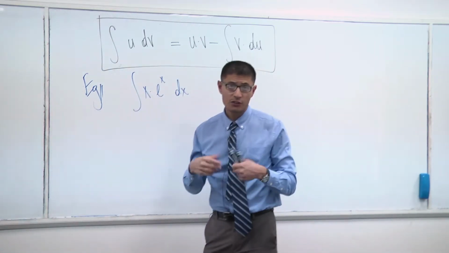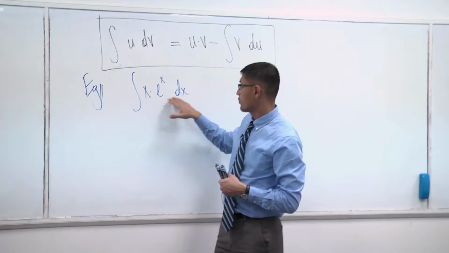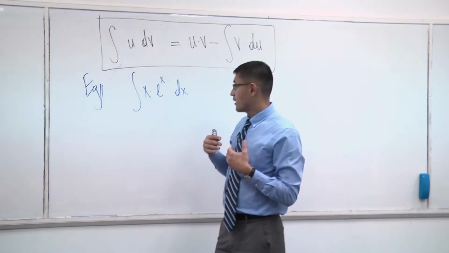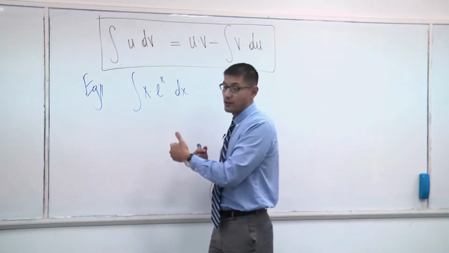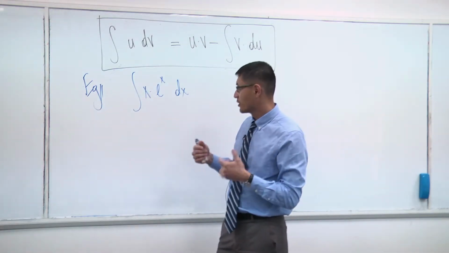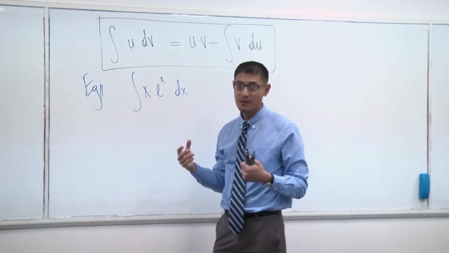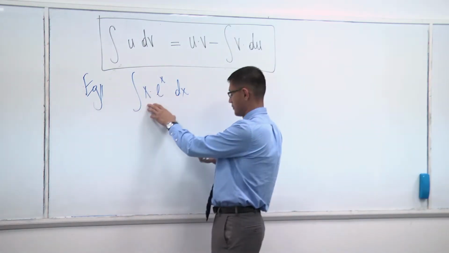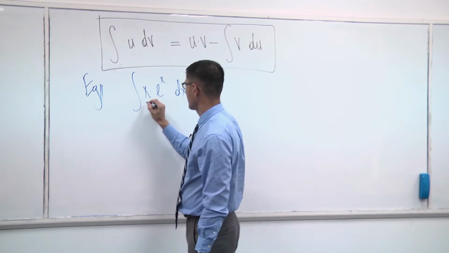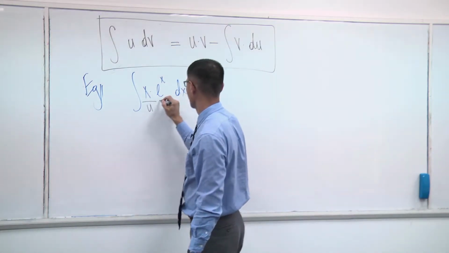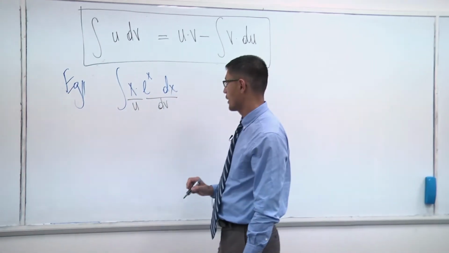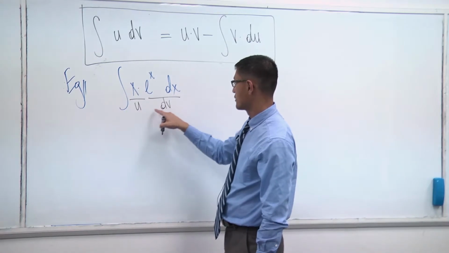The first thing you want to do is decide which part of this integral is going to be u and which part will be dv. Figuring out which part is u and which is dv will come with experience and intuition. I will give you some hints about it later on, but right now, just go with me. I will choose x to be u, and e to the x dx I'm going to define as dv.